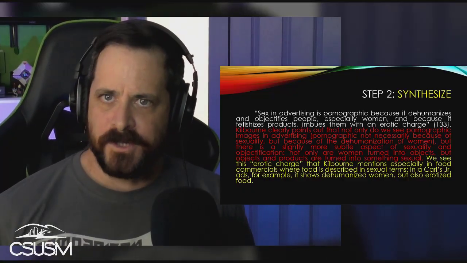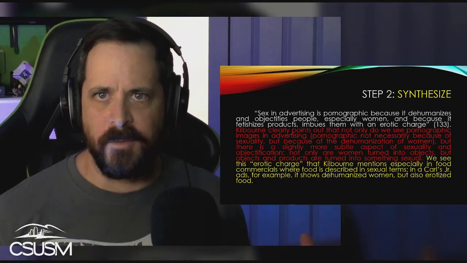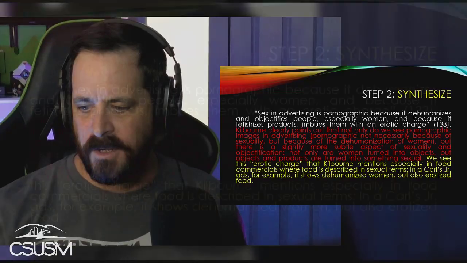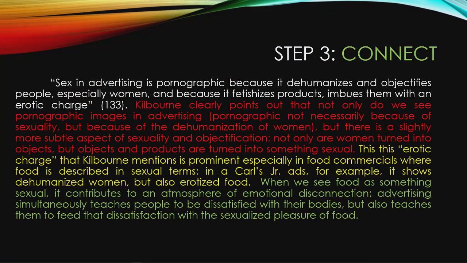But we still don't quite understand how this fits into a larger issue, right? Like, why are we even talking about this, is, I guess, a good way of putting it. So we need to get to the connection piece of translate, synthesize, and connect. And here we have, when we see food as something that is sexual, it contributes to an atmosphere of emotional disconnection. Advertising simultaneously teaches people to be dissatisfied with their bodies, but also teaches them to feed that dissatisfaction with the sexualized pleasure of food.